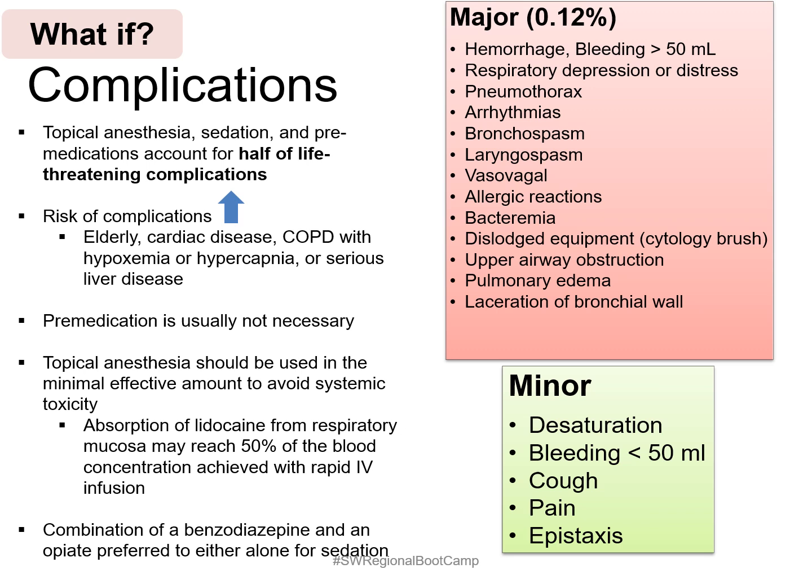Minor complications occur more frequently and include desaturation, smaller amounts of bleeding less than 50 milliliters, cough, pain, and epistaxis. It's important to note that more than half of life-threatening complications involve topical anesthesia, sedation, and pre-medications. This risk is increased if patients are elderly, have cardiac disease, COPD with hypoxemia or hypercapnia, or serious liver disease.